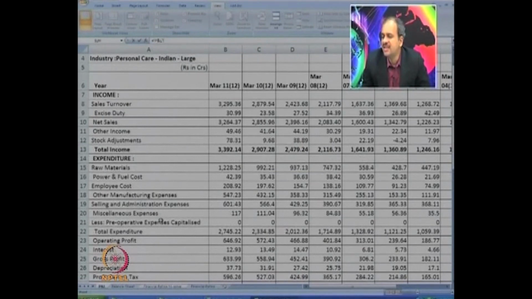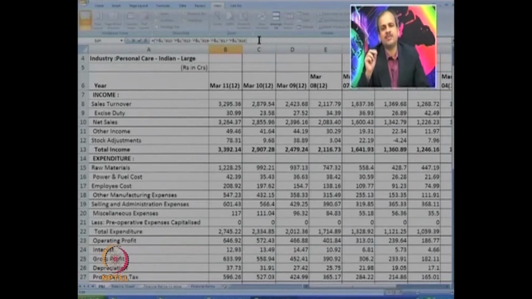Now, here you can see there is no figure for gross profit. So, we will have to calculate it. We take the net sales minus raw material cost minus power and fuel minus employee cost minus manufacturing costs. I hope everybody is clear. This is the gross profit. I will put it in brackets.